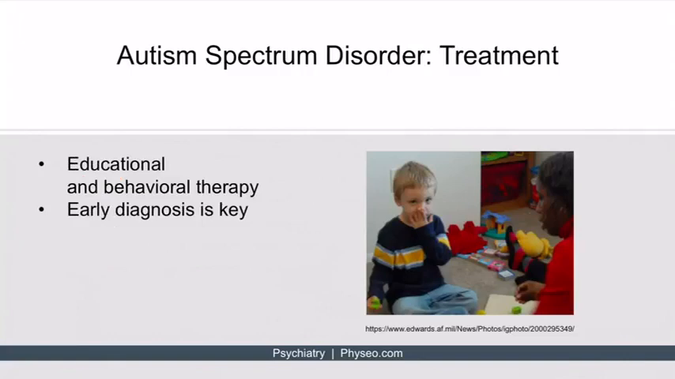Treatment for autism spectrum disorder involves education and behavioral therapy, and it's important that the diagnosis is made early so that early intervention can be given, which leads to good outcomes. All right, let's wrap up this section with a question.